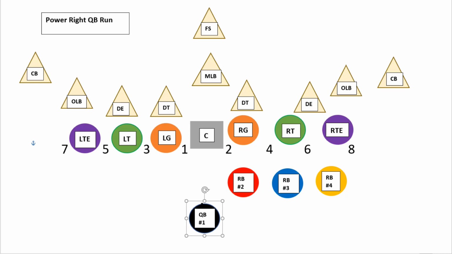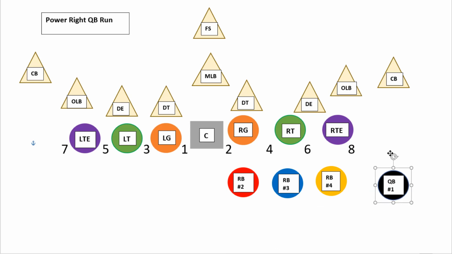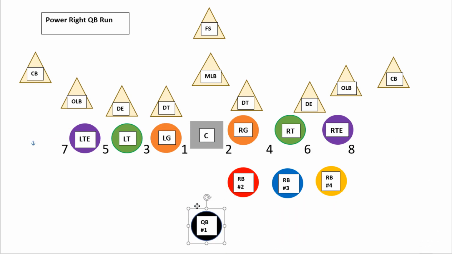We don't call hole assignments, but just so you understand, we're trying to get to the 8 hole, which is outside of the tight end. So we want the quarterback to get this ball and run outside here to make his way to the outside. And to accomplish this, we need the following blocking assignments to be taken care of.